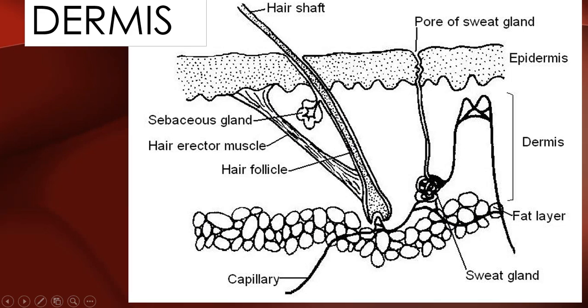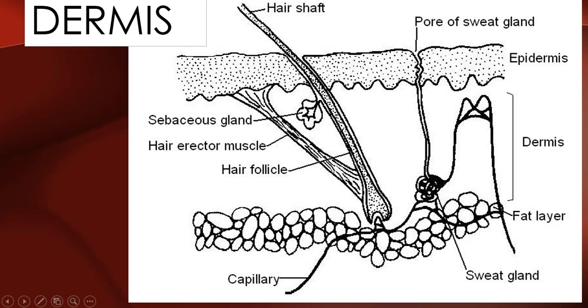Notice we have a pore for our sweat gland right here. We have blood supply coming in. We have a hair shaft. Here's that muscle called the erector muscle that helps the hair stand up on end, when you feel that on the back of your neck when you're kind of scared. The idea there is it traps air under there and helps to keep us warm. Here is our adipose tissue right here.